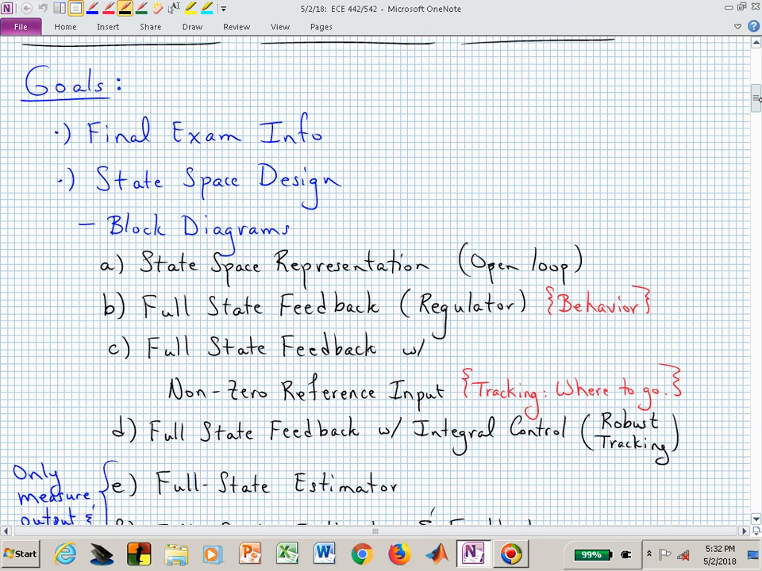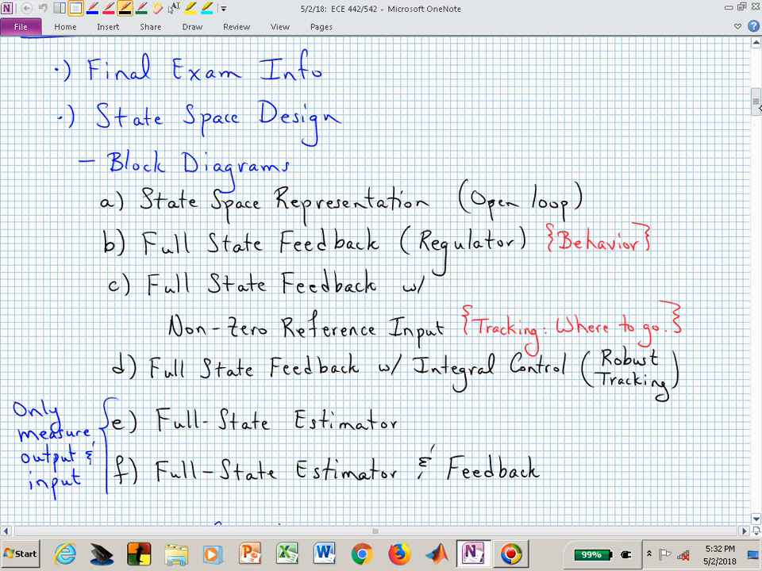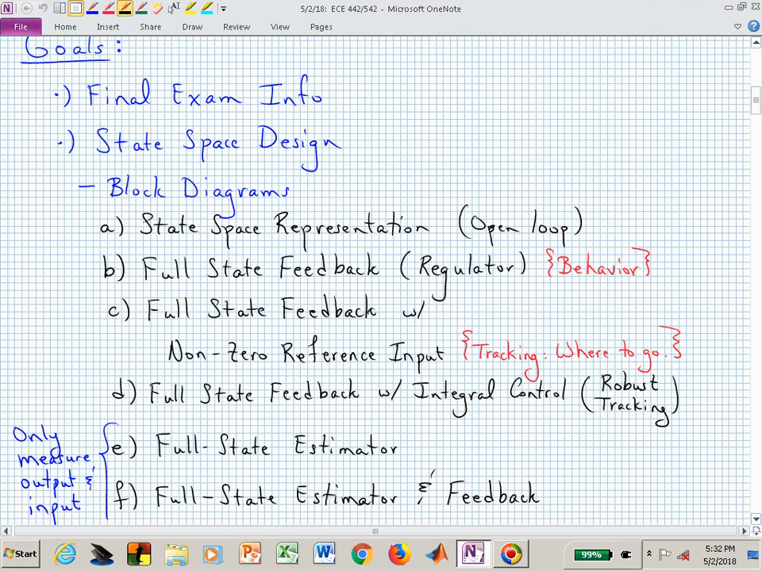Today we have a long list of goals. One is to inform you about the final exam. The other is to talk about these A through, how far did I go alphabetically? F on different block diagrams of a state space representation. And it's a visual way to sort of interpret the equations.